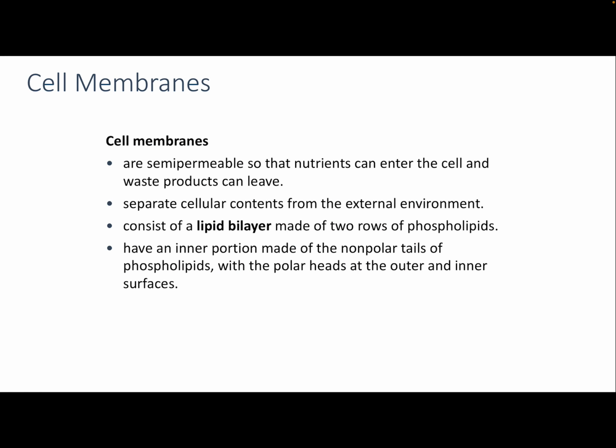So, cell membranes are semi-permeable. That means they have to have the ability for things to pass through them, nutrients and waste and whatnot. They have to have cellular contents that are separated from the external environment. They basically protect everything inside the cell. There's a lipid bilayer that has two rows of our phospholipids that we've been talking about, the polar and nonpolar lipids. And they have an inner portion made up of the nonpolar tails and the polar heads on the outer and inner surfaces.